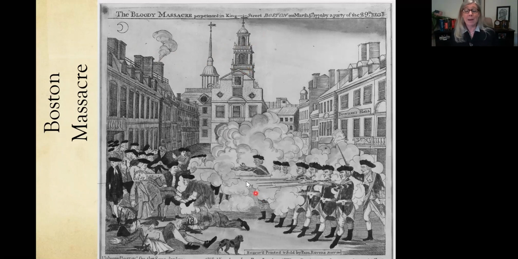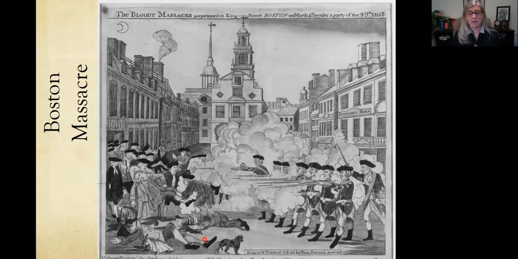Because if this can happen in Boston, could it happen in Charleston? Could it happen in Philadelphia? Could it happen in New York? Can it happen anywhere in the colonies? And the answer is yes. And so it really propels the colonists to become more aggressive in their actions against the British.